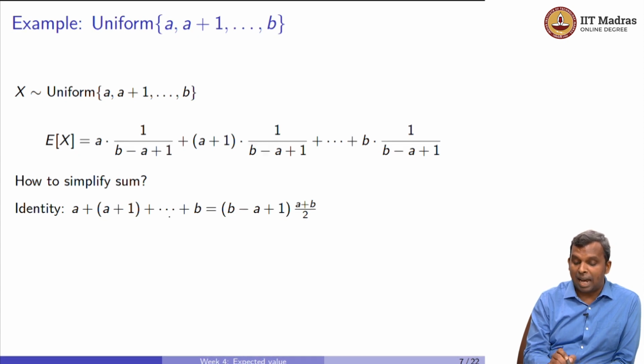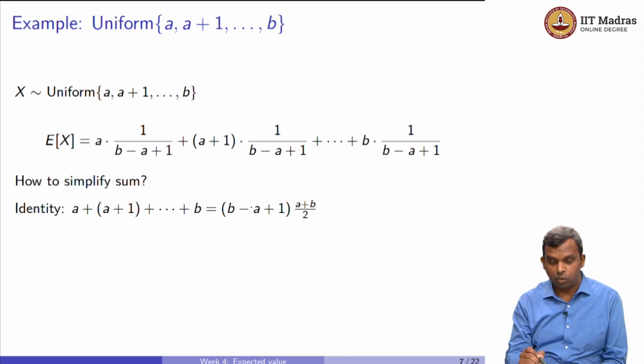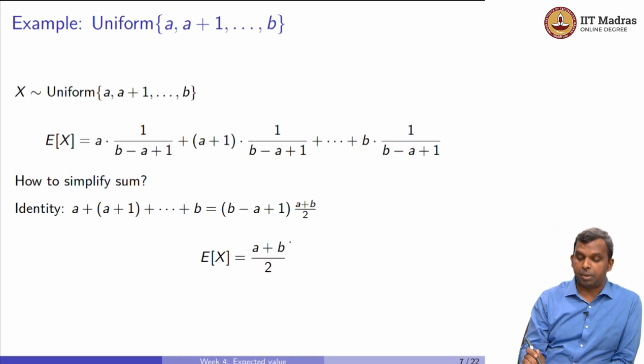So when you want to add a sequence of integers, there is this very simple formula that you can use. It's B minus A plus 1 times A plus B by 2. Okay. There are various other formulae like this. So this is a very useful identity. You can use this and simplify this. So once you plug it in, you see that the expected value becomes A plus B by 2.